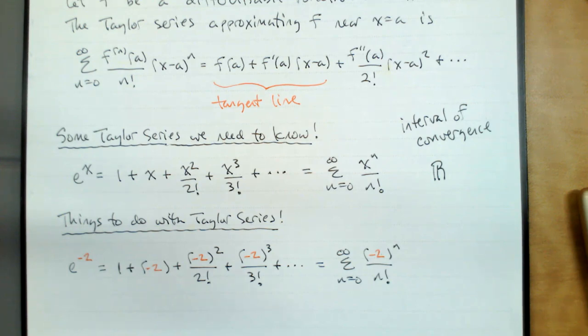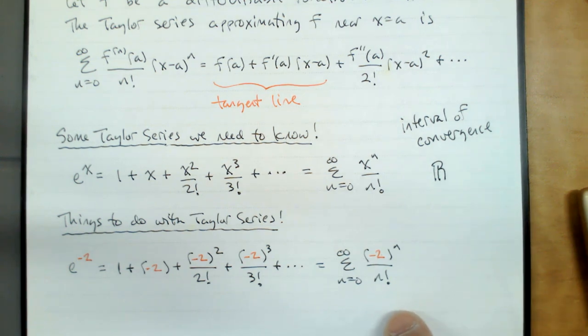Note that I wouldn't ask about the interval of convergence here because now we plug the value of x into our power series and that just produces a series. A series that we know converges because the interval of convergence for the Taylor series for e to the x is all real numbers. And then when we look at this negative 2 that's been plugged in, we can see that this series is going to converge.